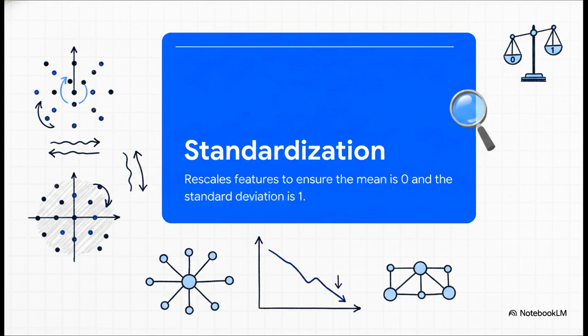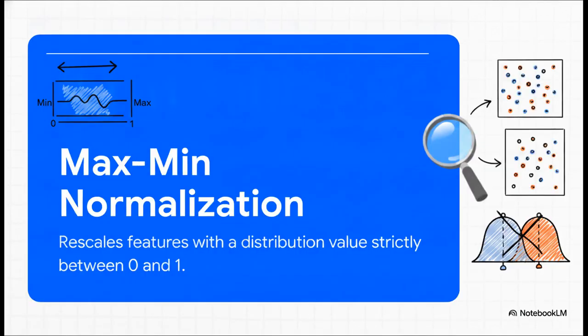But then we have the alternative, max-min normalization or min-max scaling. Now, people sometimes mix these terms up, but they are definitely different tools. Max-min normalization rescales features strictly so that every single value fits neatly within a distribution between 0 and 1. And the great thing here is it doesn't require you to make strong assumptions about the distribution of your data. It just transforms those varying scales so no single dimension can dominate your statistics.